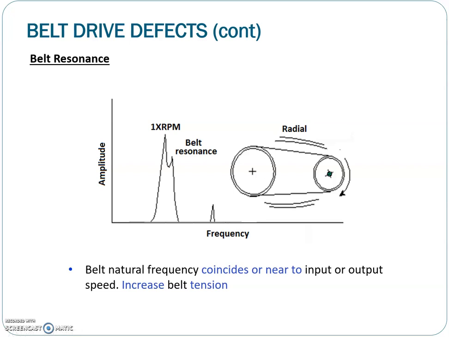If there is belt flap or resonance, it happens that the belt natural frequency coincides with or is near the input or output speed. In the radial direction vibration spectrum, the one-time RPM will come close to the belt resonance frequency, giving two closely spaced frequency components or sometimes a broad one-time RPM peak. In this case, usually increasing the belt tension will solve the problem.